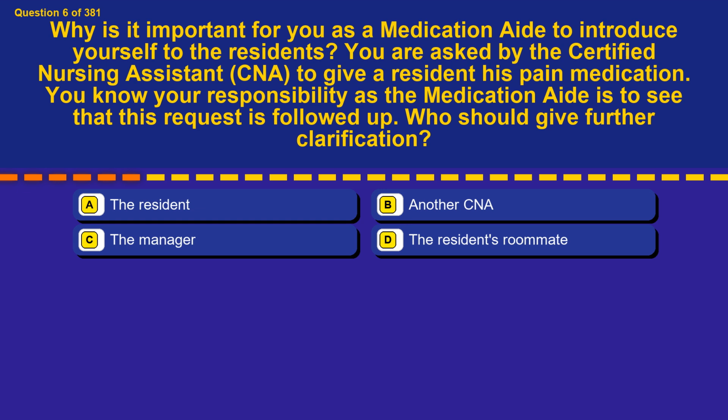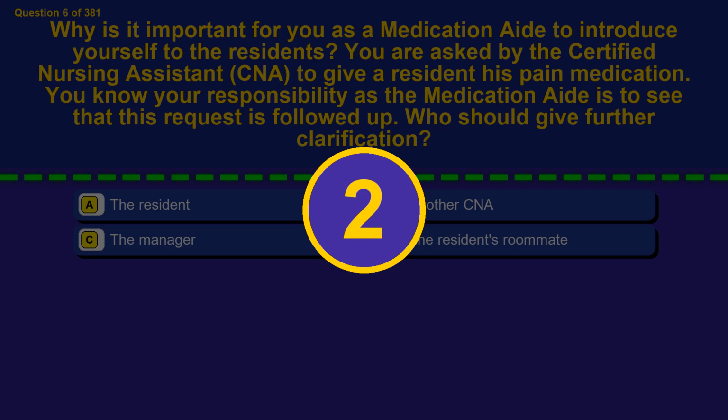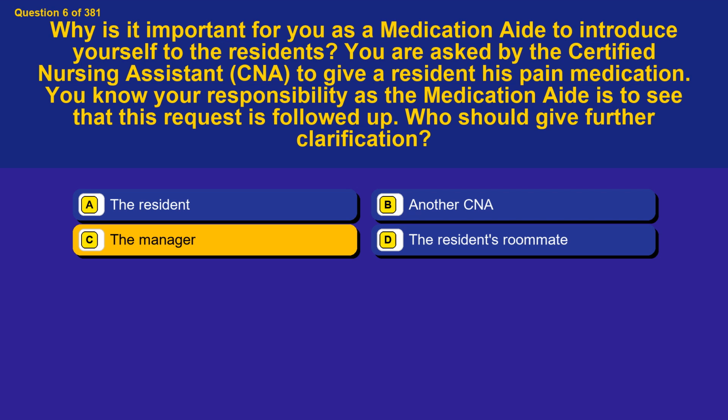Question 6. Why is it important for you as a medication aide to introduce yourself to the residents? You are asked by the certified nursing assistant, CNA, to give a resident his pain medication. You know your responsibility as the medication aide is to see that this request is followed up. Who should give further clarification? Option A. The resident. Option B. Another CNA. Option C. The manager. Option D. The resident's roommate. The correct answer is option C.